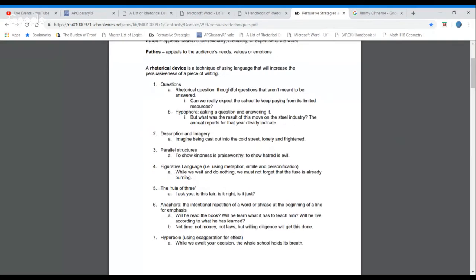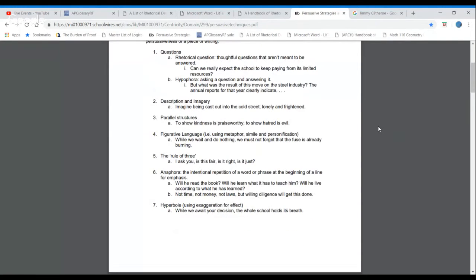Questions. Rhetorical question: thoughtful questions that aren't meant to be answered. Can we really expect the school to keep paying for its limited resources? Hypophora: asking a question and answering it. But what was the result of this move on the steel industry? The annual reports for that year clearly indicate. Description and imagery. Imagine being cast out into the cold street, lonely and frightened. Parallel structures. To show kindness is praiseworthy. To show hatred is evil.